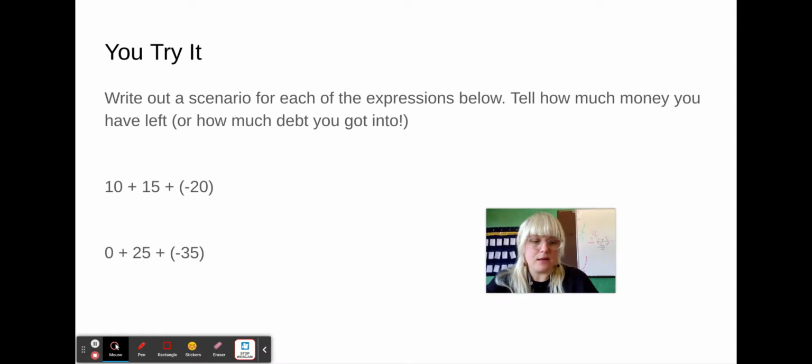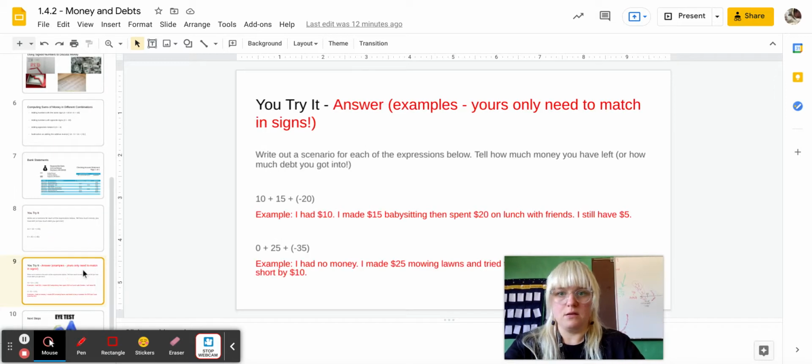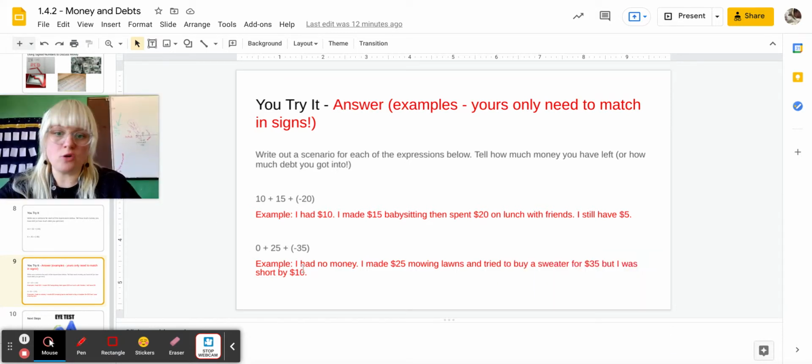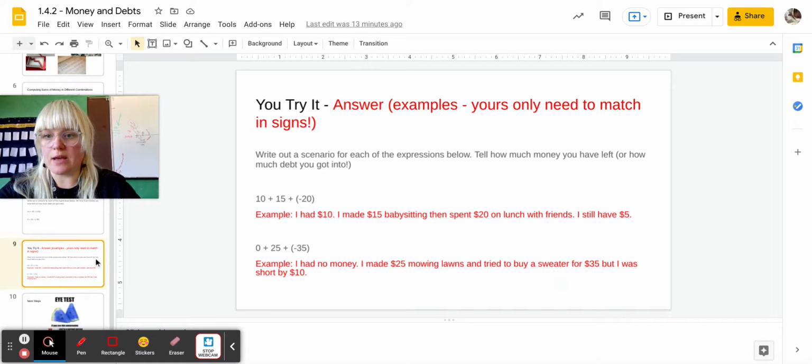All right, welcome back. Here's some examples of what yours might look like. You might say that, for example, I had $10 and then I made $15 babysitting and then I spent $20 on lunch with my friends. So 10 plus 15 plus negative 20, I still have $5 left over. Or you might say, I had no money, but then I earned $25 mowing lawns. I tried to buy a sweater for $35, but I was short by 10. So I was negative 10. That could be any number of things. These are just some examples.